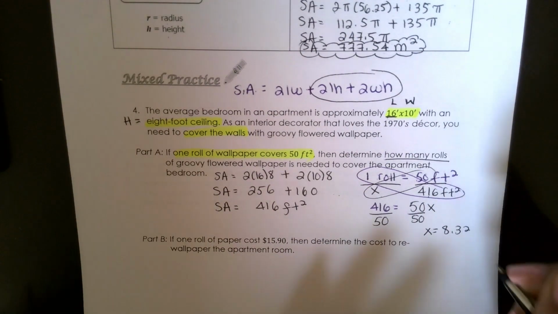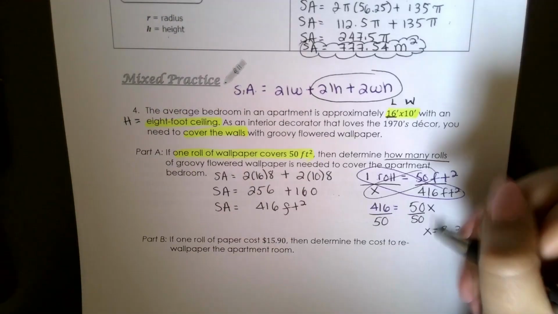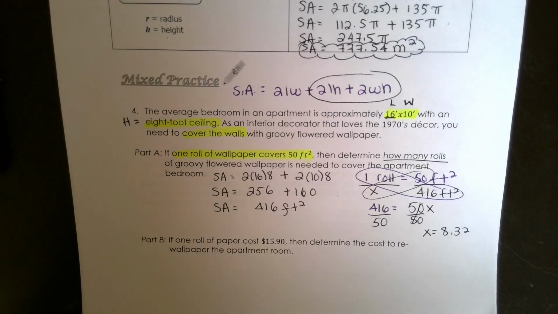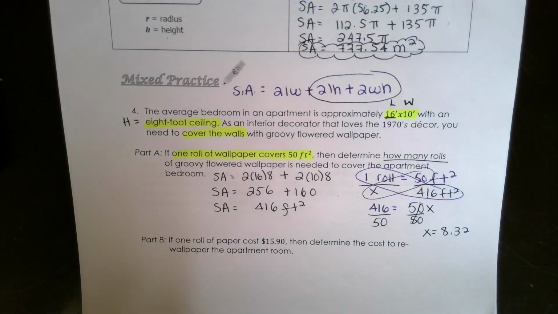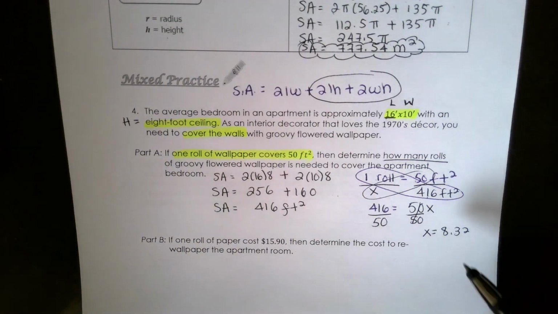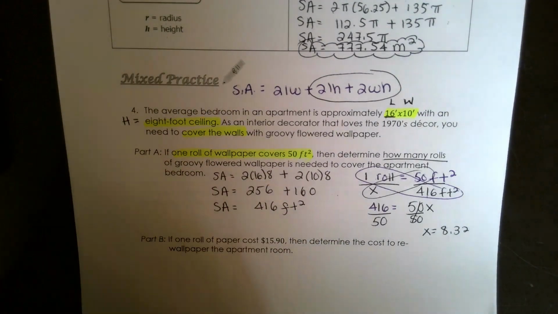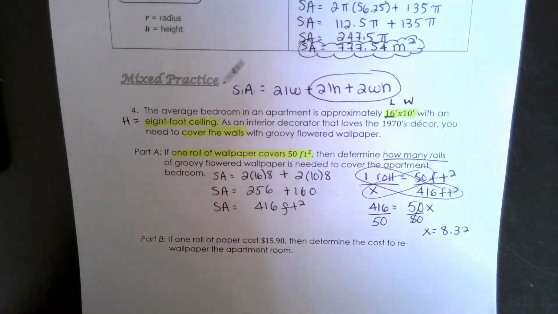So you get 8.32 when you divide 416 divided by 50. Now here's the thing. You're not going to say, okay, well, I don't have to round up, it's just going to be 8. Now really think about this. It's a real life situation. If I need 8.32 rolls, that means 8 rolls is not enough. I still need a little bit more extra. So for this case, you need 9 rolls.